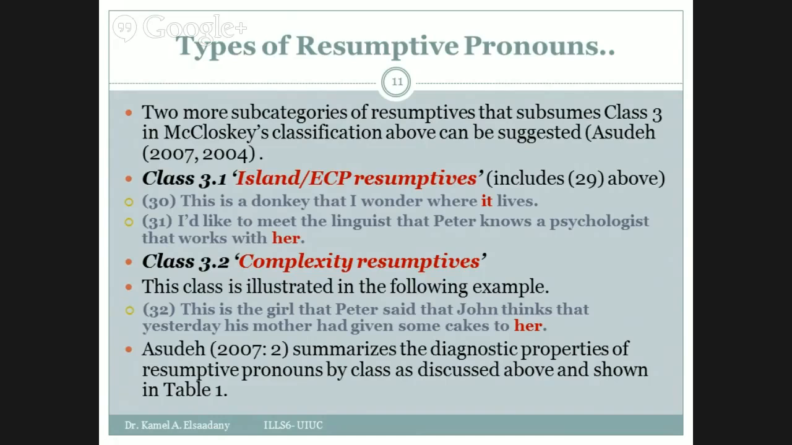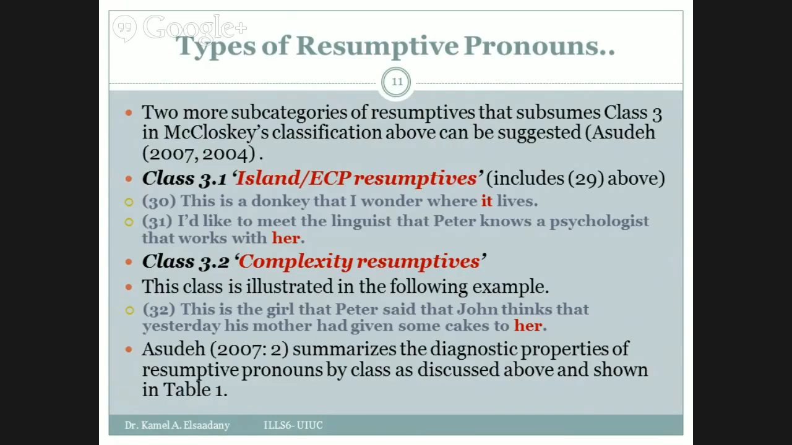The first subcategory is the island-ACP resumptives, and this will include examples like this: this is the girl that Peter said that John thinks that yesterday his mother had given some cakes to her, and again I highlighted that. So that's one of the subcategories. Oh, I read the wrong one, I'm sorry, it should be the previous one. Anyway, the second subset is the complexity resumptives, and this is illustrated in the one that I have just read to you.